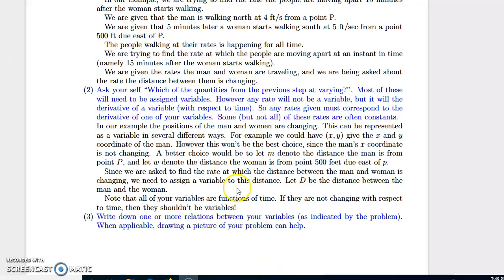Now for our next step, we need to ask, which of the quantities from the previous step are varying? Almost all of the quantities that are varying will need to be assigned variables. In fact, that's why the word variable is what it is. It is allowed to vary. However, the rates given, those aren't going to be variables. Those have to be derivatives with respect to time of some of your variables. So any rate given is going to have to correspond to a derivative of a variable. Thinking about this can help you figure out what your variables need to be.